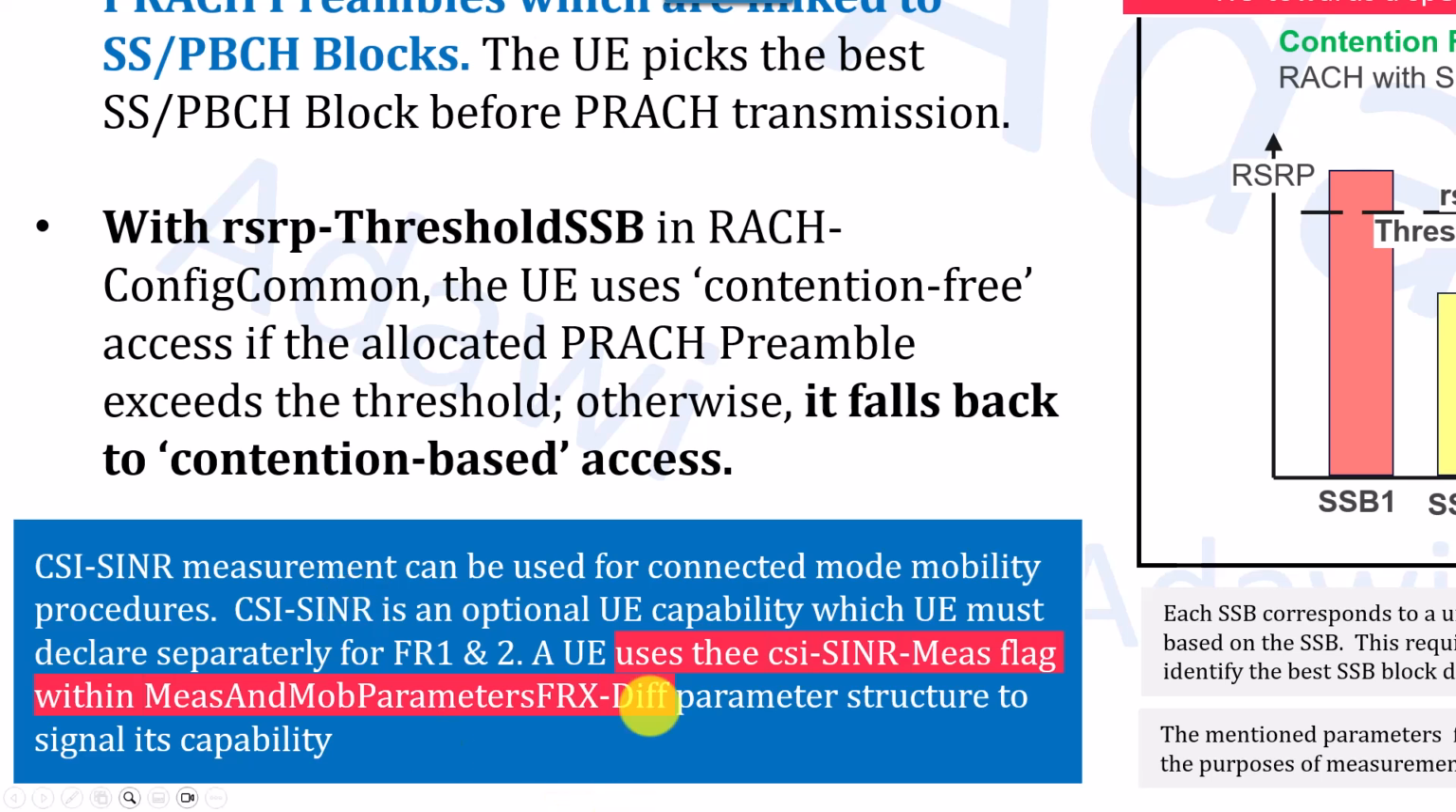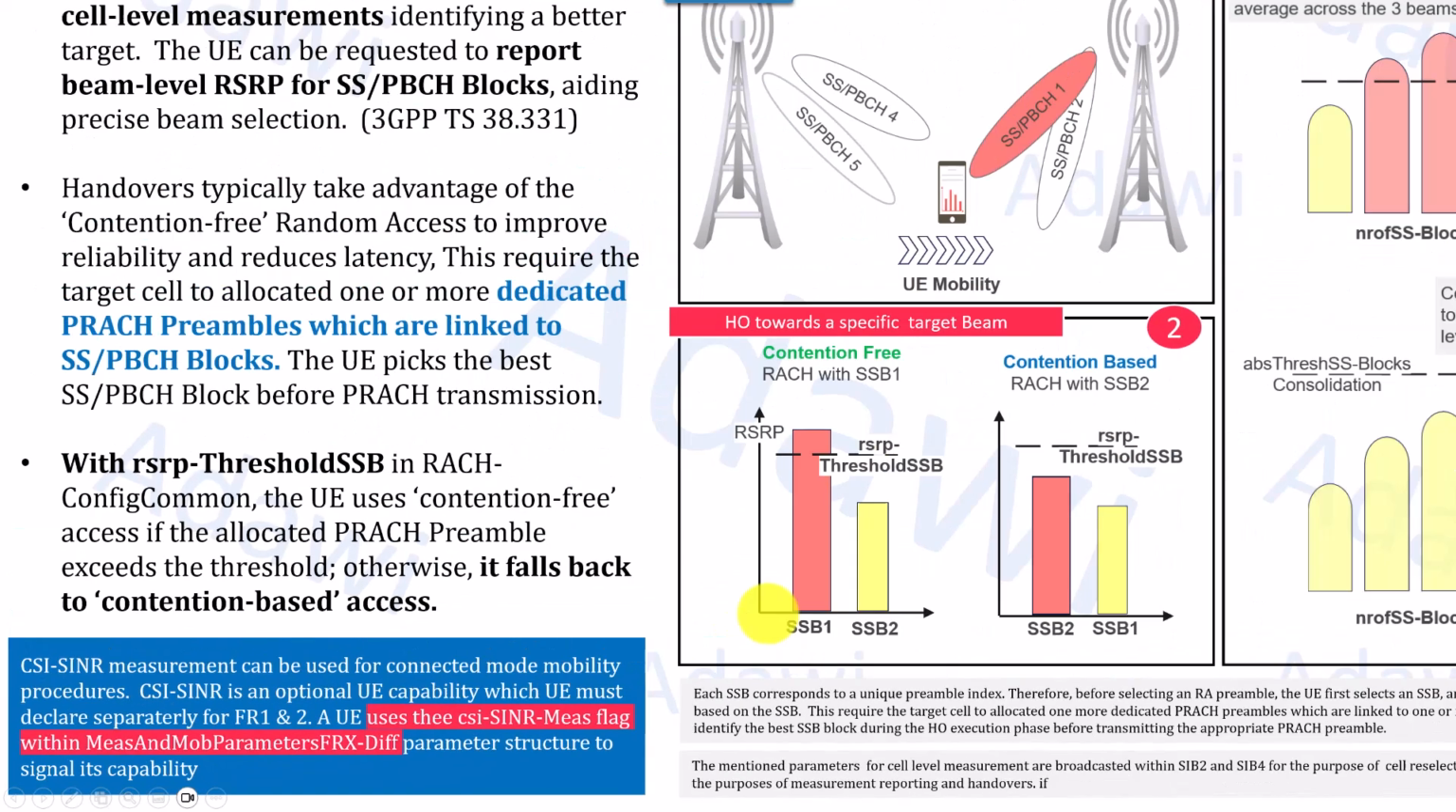How can you confirm the capability? This is an optional UE capability, which the UE must declare separately for frequency range 1 and 2 using the CSI-SINR measurement flag. This is in the UE capability message, and you'll find this flag. For example, if it's flagged as 1, this means it supports CSI-SINR measurement, and you will find it under something called measurement and mobility parameters FRX differentiation. This is just side information here.